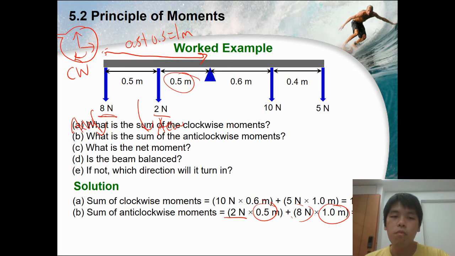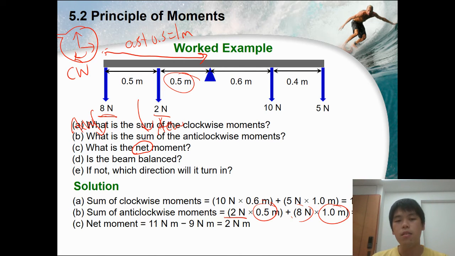So they ask, what is the net moment? Net means what is the result of this? One is 11, one is 9. Oh, the moment is not balanced. So there is a net moment of 11 minus 9 newton meters, which is 2. So is the beam balanced? Answer is no. So long as you have a net moment of 2 Newton meter, the beam will never be balanced. That means when you do a seesaw, one side has more moments, it will swing and you land downwards. So which direction will it turn? It always will turn in the direction with the bigger moments.